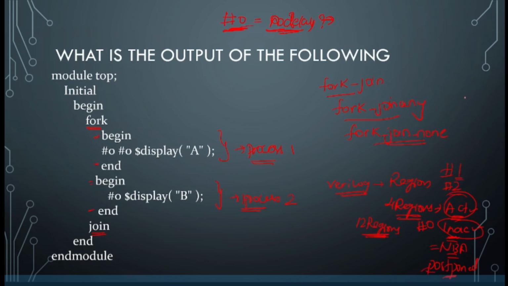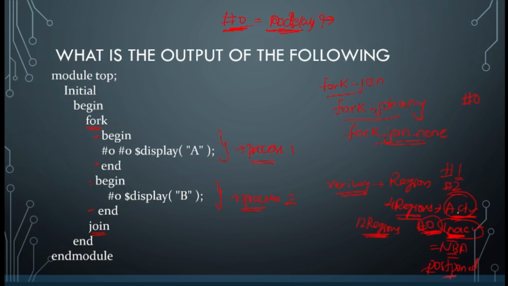But #0 is nothing but no delay in the sense. You are giving something. Why? Because if you don't want some statements to execute in the active region, but you also don't want to give any delay, then as soon as all the active region statements are executed, if you want that particular statement to be executed immediately, in such cases you will be using this #0. All the statements that are given with #0 are executed in the inactive region.